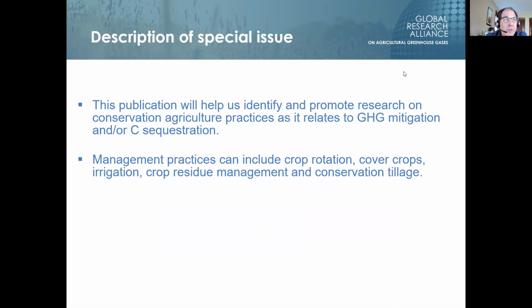This publication and series of papers will help us identify and promote research on conservation agriculture practices as it relates to greenhouse gas mitigation and/or carbon sequestration from agricultural soils. The management practices can include crop rotation, cover crops, irrigation, crop residue management, and conservation tillage, to name a few.